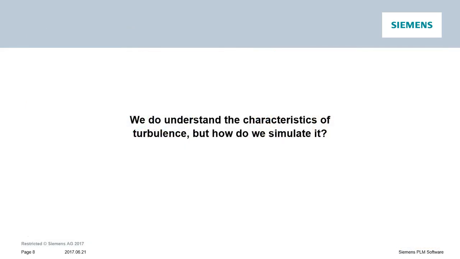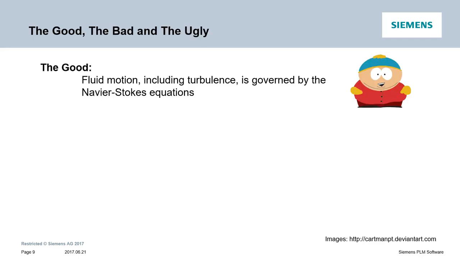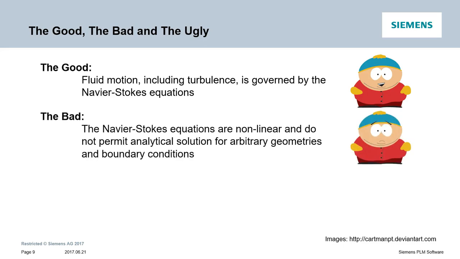So we do understand some characteristics of turbulence, but how do we numerically simulate it? The good news is that we have deterministic equations for fluid motion, including turbulence. Perhaps we are not that lucky with the soil mechanics, polymers, and even some multi-phase flows. The bad thing is that Navier-Stokes equations are nonlinear and do not permit analytical solution for arbitrary geometries and boundary conditions. That's still fine because we can solve these equations using computers.